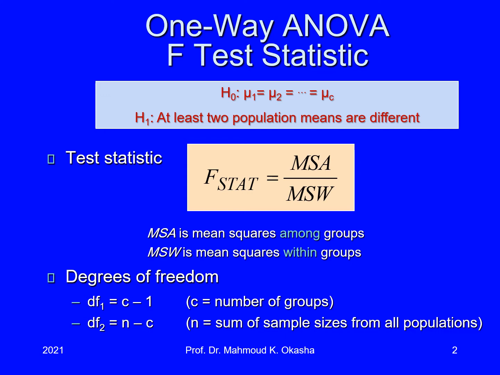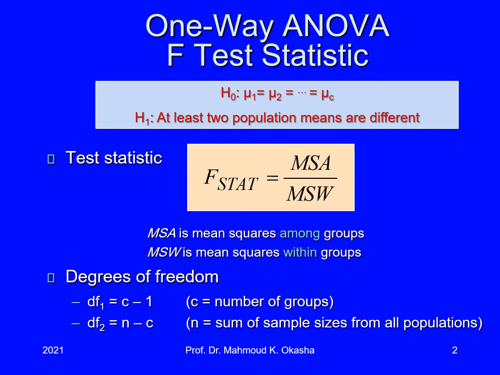The F distribution is a probability distribution, like the normal distribution, the t distribution and the chi-square distribution. So it is one of the distributions and it has tables. This distribution has two values for the degrees of freedom, the numerator and the denominator. The two values are c minus 1 and n minus c.